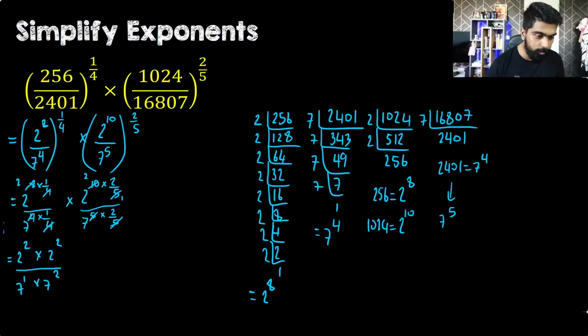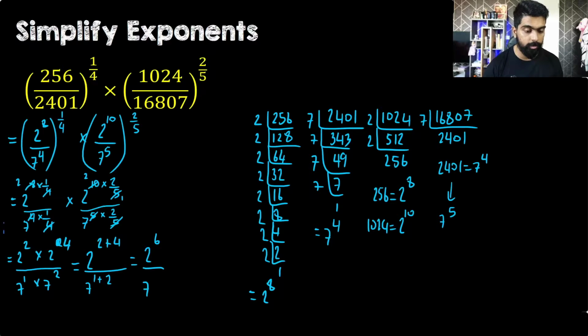Now what do we have here guys? Oh, here we go. I almost made a mistake here. Here we have 2 to the power of 2 times 2 to the power of 2, which would give us 2 to the power of 4. Alright guys, almost made a mistake there. Now we are going to use law number 1 to solve it. So we have 2 to the power of 2 plus 4 over 7 to the power of 1 plus 2, right guys, which is 2 to the power of 6 over 7 to the power of 3.